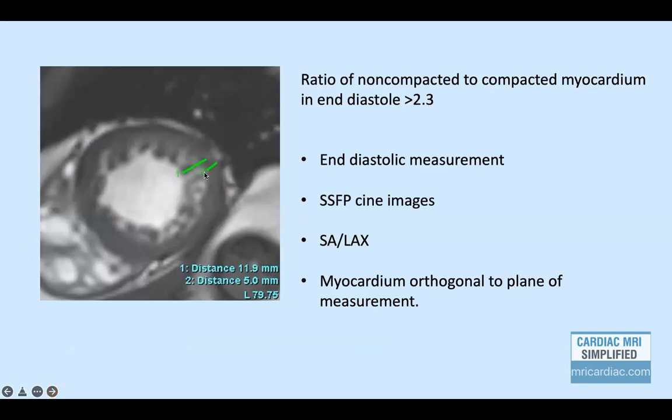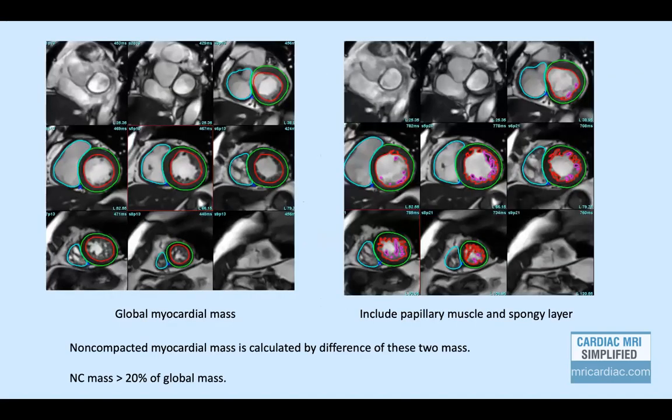The diagnostic criteria is to be measured in end diastole, and whenever the ratio of non-compacted to compacted myocardium measures more than 2.3, it is considered diagnostic of non-compaction cardiomyopathy. Make sure that you use end diastolic measurements on SSFP images, either short axis or long axis, but myocardium has to be perpendicular to the plane of measurement.